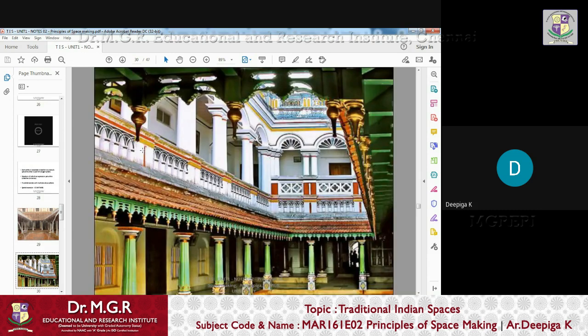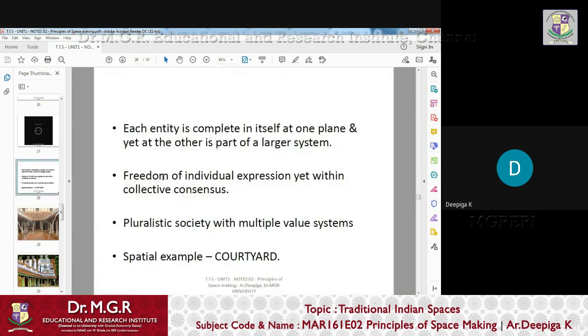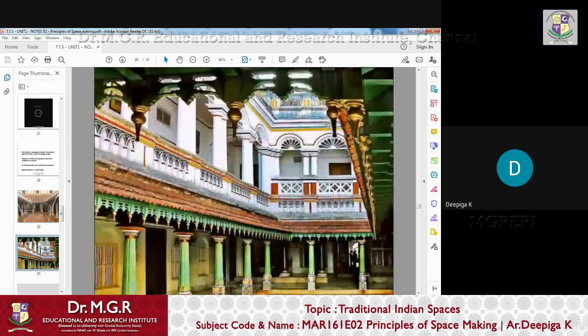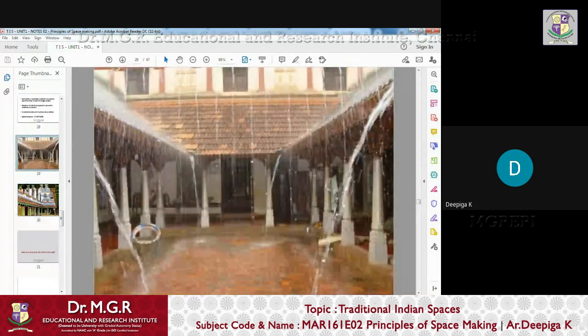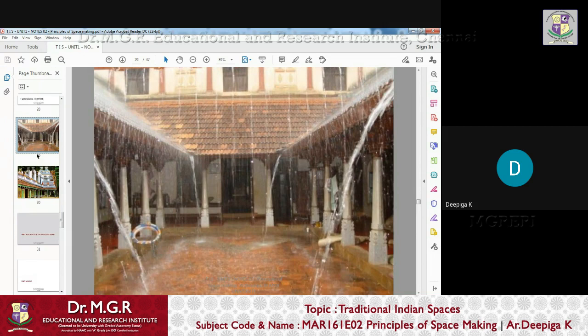So each entity is complete. At the same time, just like I was telling about pluralistic society, when we take overall India and then one state, and within the state we have multiple societies and things like that. So this was one architectural example. Also, if you take a temple or a palace, again, it applies to everything. Even Chettinad houses are palaces. So it is applicable to many of such.